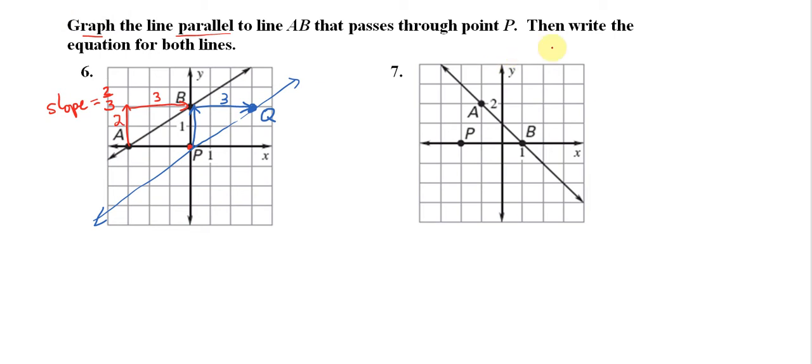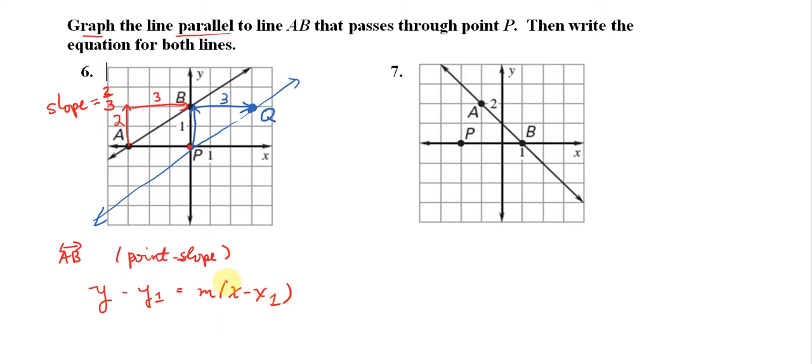Now we need to write the equation for both lines. So let's start with the equation for line AB. And I always like point slope form. If we need to convert to slope intercept form, we can certainly do that later. But I like to use point slope form. So AB has a slope of 2/3. And remember, this is y minus y1 equals m times x minus x1.